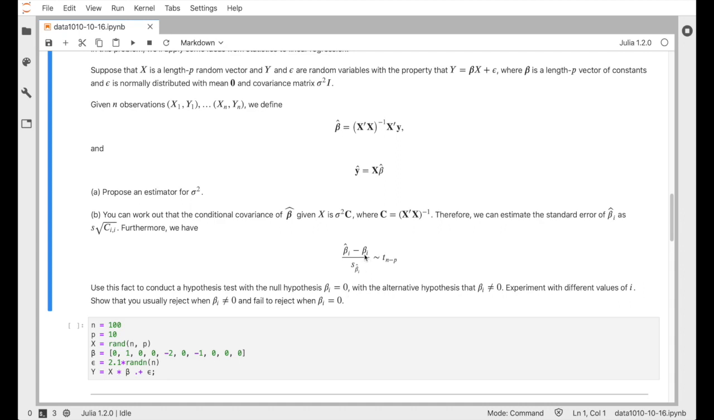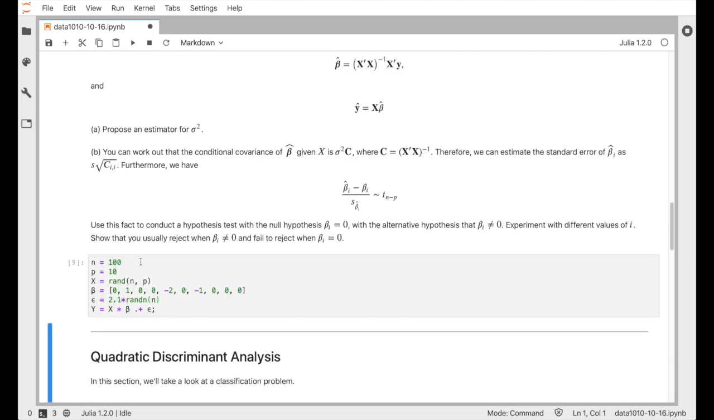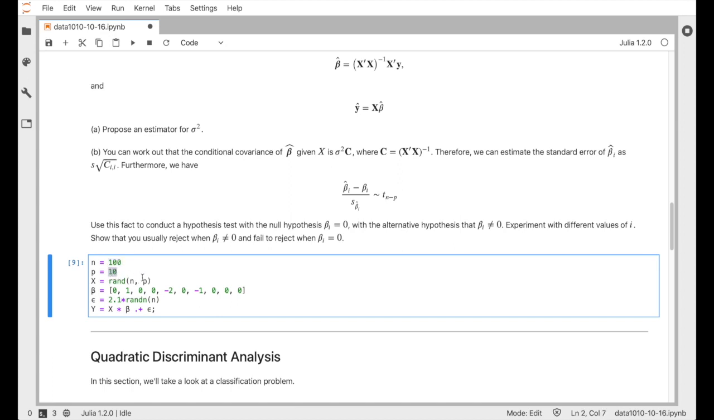We can plug in 0 for beta i. We compute beta hat i divided by s beta hat i, so this is an estimate of the standard error. And we check whether that falls in the critical region for the t-distribution with n minus p degrees of freedom. So let's start with 100 observations and 10 features, and we'll just make up our features at random.